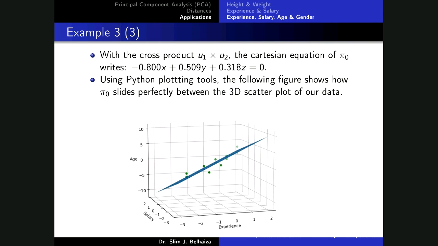Why through the 0, 0? Because the point 0, 0, which is T0, represents the point which is at the center of the data matrix. And you can see that we were able with Python to get a very good linear approximation using a plane of our scalar data.